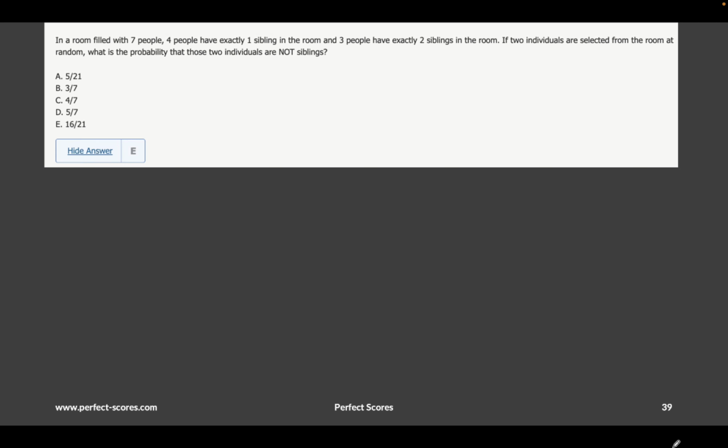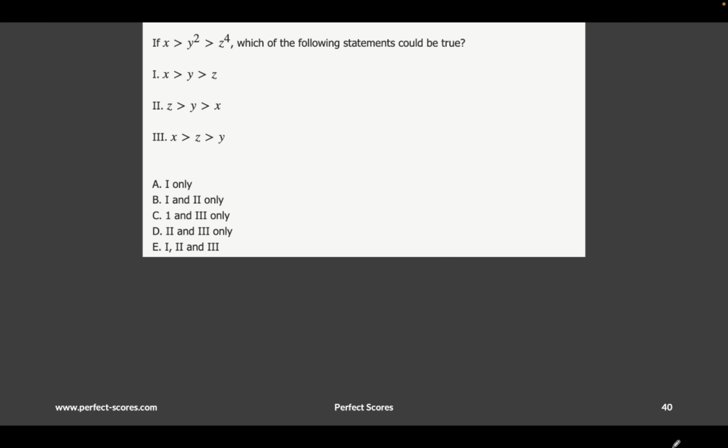Now let's move on to the next question, which is this. So this question says that if x is greater than y square is greater than z to the power 4, which of the following statements could be true? Now here we don't need to find critical points because this is a common scenario question. So let's just choose some numbers. So you got x here, you got y here, you got z here, right?